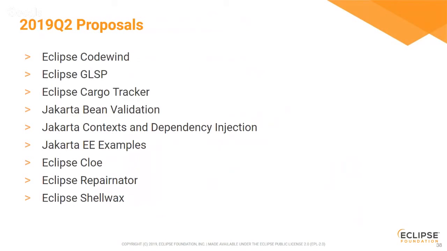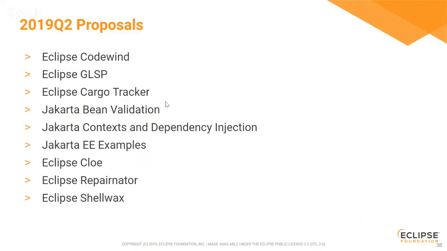Here's a list of the new proposals that were brought to us in second quarter. A bunch of these are Jakarta related or EE4J. They're all very cool. I'll just leave it there long enough for you to read the list.